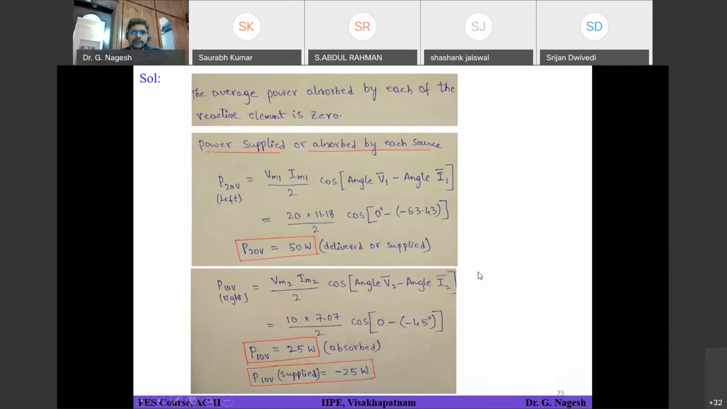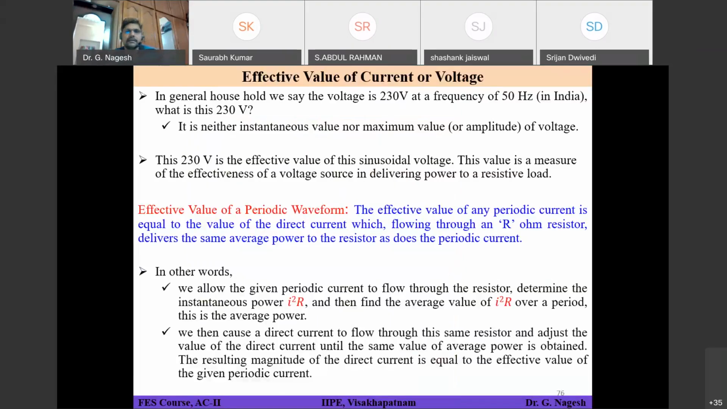Okay, so you are able to see that P of 10 volts is equal to minus 25 watts. So this is what we have seen. The 20 volt source has supplied 50 watts, and 25 watts was consumed by the resistor, and the remaining 25 watts is actually going into the 10 volt source. That's what we have seen, and we concluded that the average power absorbed by inductance or capacitance is 0.